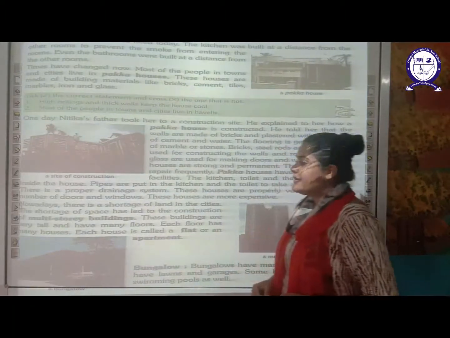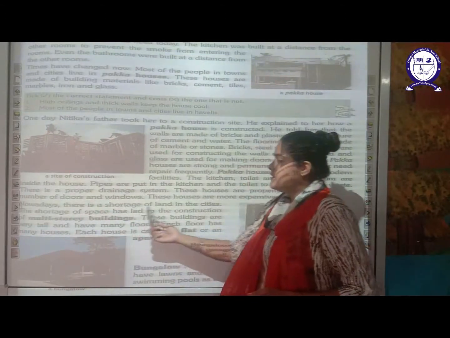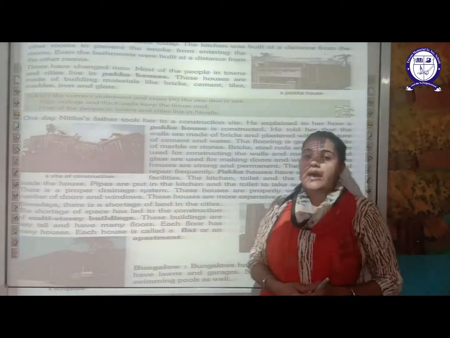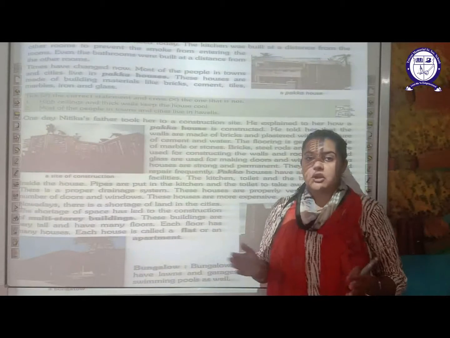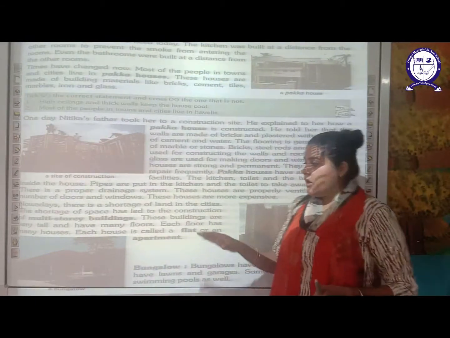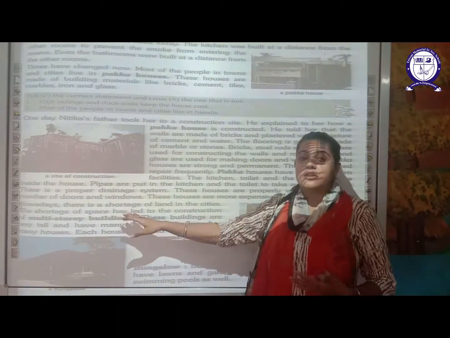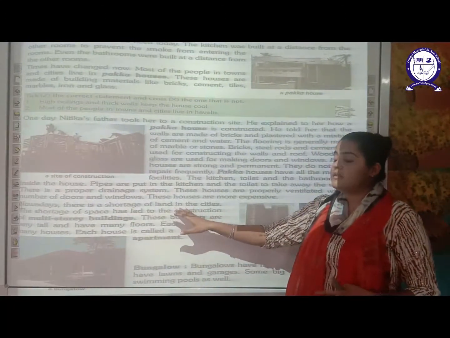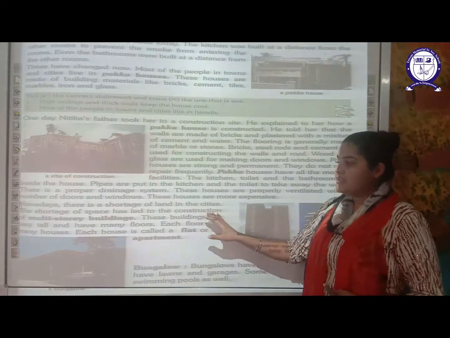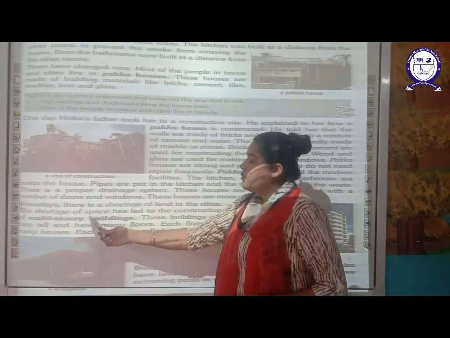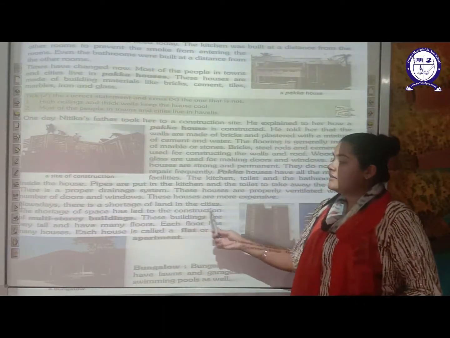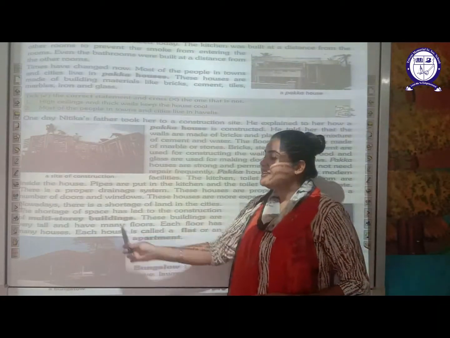Let's move on to the next part: nowadays there is a shortage of land in the city. As you know, the population is increasing, and everybody requires shelter to live. Because of the increasing population, there is a shortage of land in the city and the town area. This shortage of space has led to the construction of multi-storied buildings.